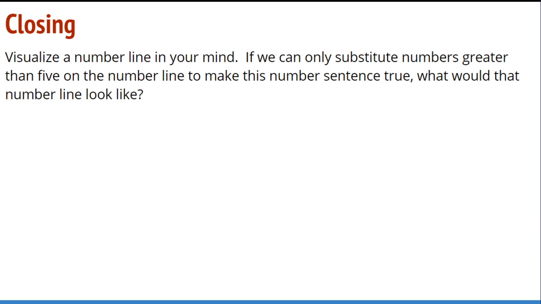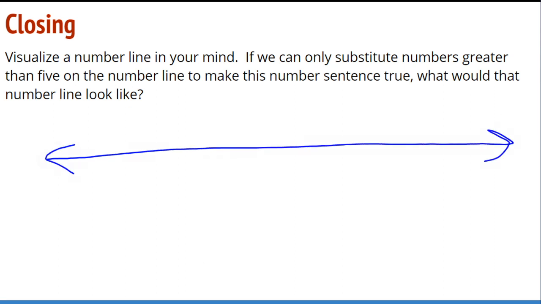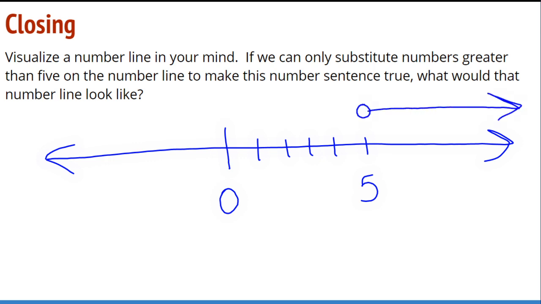So think about a number line for a moment. If we can only substitute numbers greater than 5 on the number line, what would that number line look like? So here's my 0, 1, 2, 3, 4, 5. And I need to choose numbers greater than 5. So my number line would look like this: anything greater than 5.